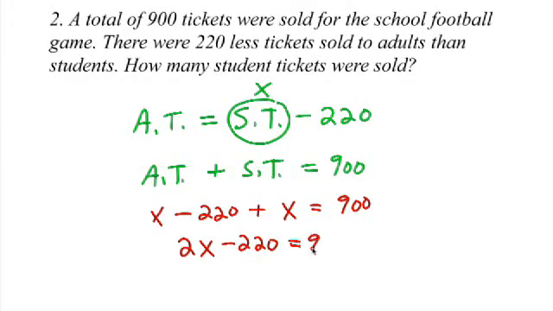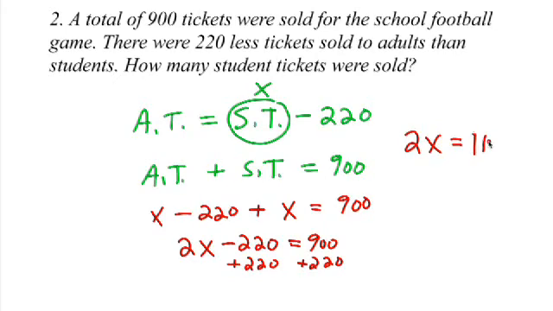Okay, 560. Again, let's make sure we answered the question before we do anything else. X represents the number of student tickets, and they did ask for the number of student tickets that were sold. All right, but let's check our answer. If there were 560 student tickets, the number of adult tickets is 560 minus 220, which I believe is 340. So let's add those and make sure that gives us 900 tickets. Yeah, that works. Okay, so I'm pretty sure the answer is correct.